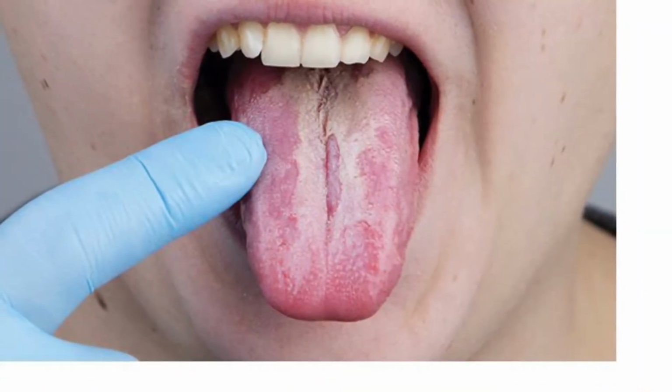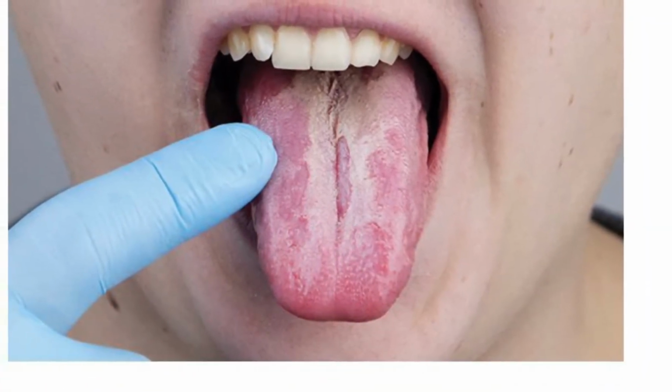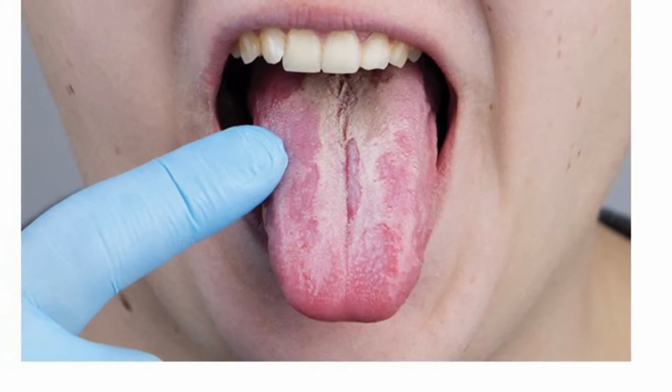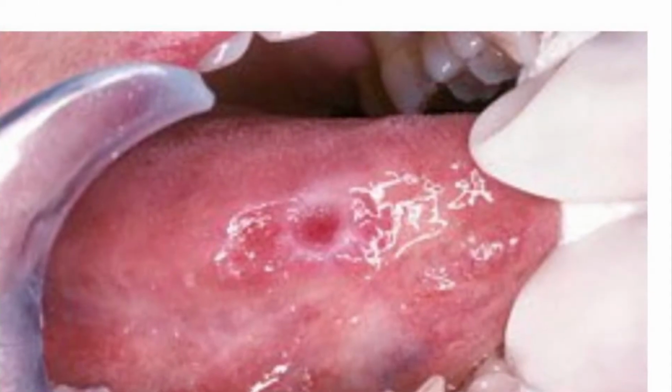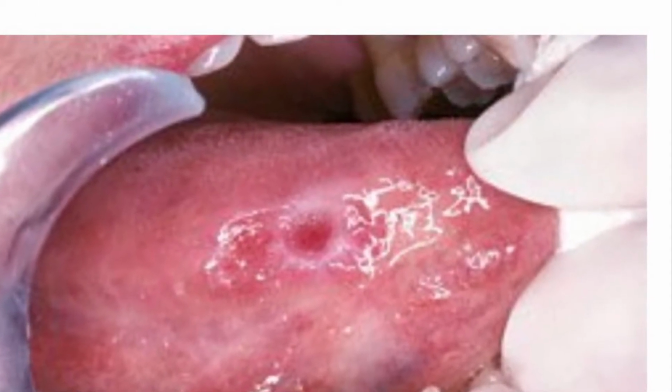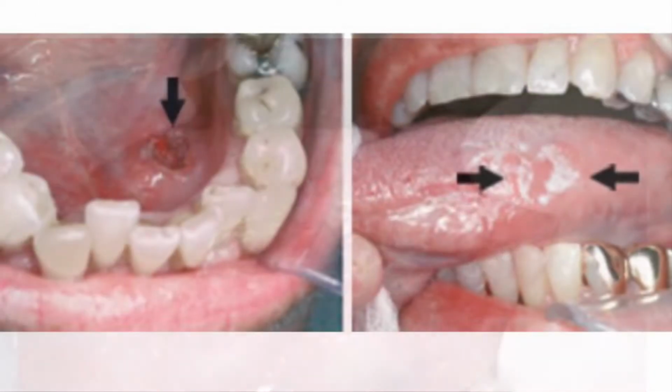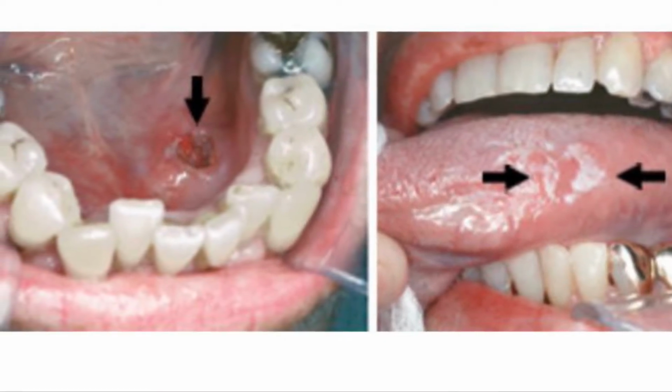This is an image of a coated tongue. Normally it is a variance of normal, but this one is looking inflamed and might need medical attention. Our next image is of oral cancer, and this is the main reason that we do our intra and extraoral examination.